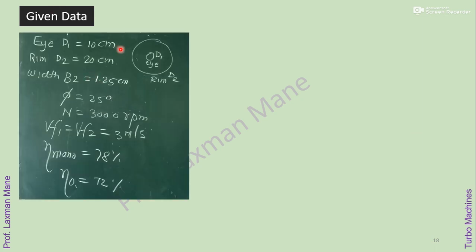So this is given data. D1 means eye, inner diameter. D2 means rim diameter. So accordingly you write here. The dimensions are given in centimeter, but you have to take them in meter, so multiply this with 10 raised to minus 2. Similarly for b2 also convert this into meters. Phi angle, speed, flow velocity is given and efficiency, manometric and overall. So write all these values.